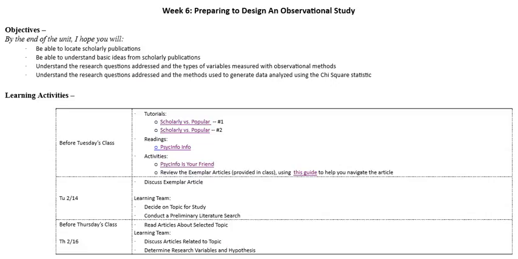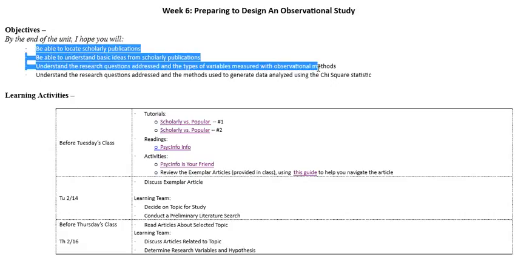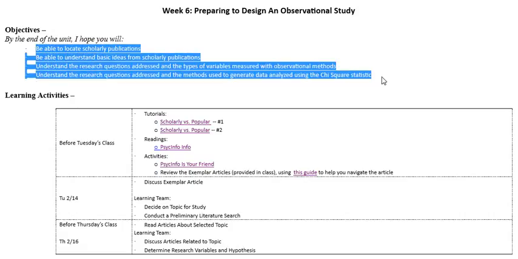Welcome to week 6 in Introduction to Psychological Experimentation, when we shift gears and change our routine just a little bit. Given that change of routine, I wanted to take a few minutes to just very specifically walk you through this week's learning agenda. Our objectives include being able to locate scholarly publications, understanding the basic ideas from those publications, as well as understanding details related to observational methods and the chi-square statistic.